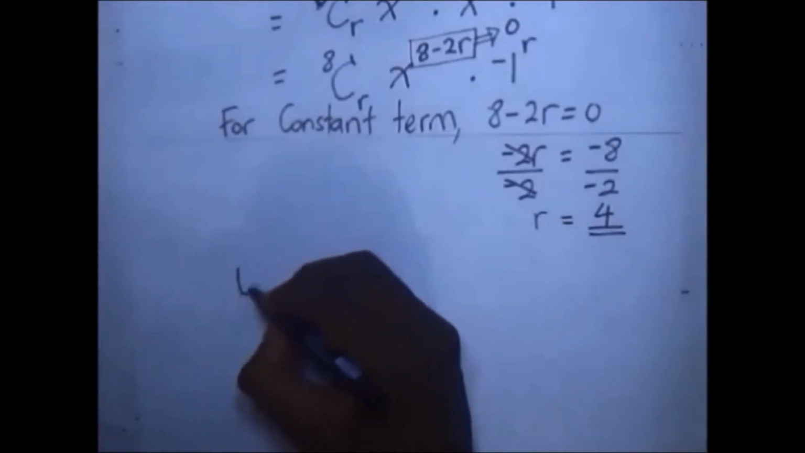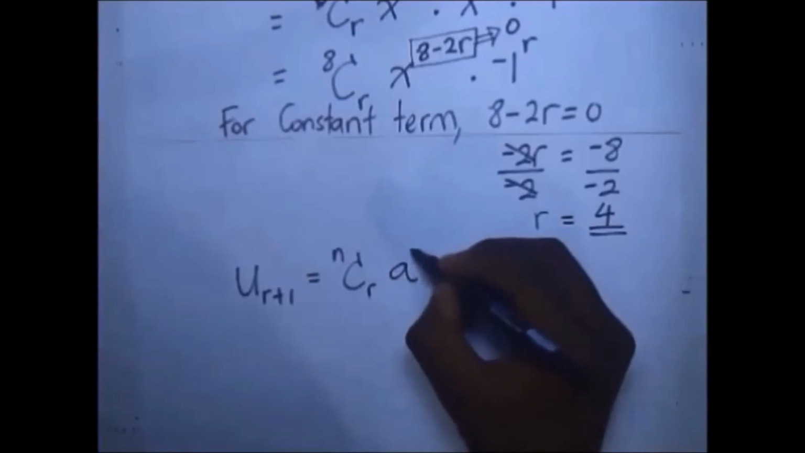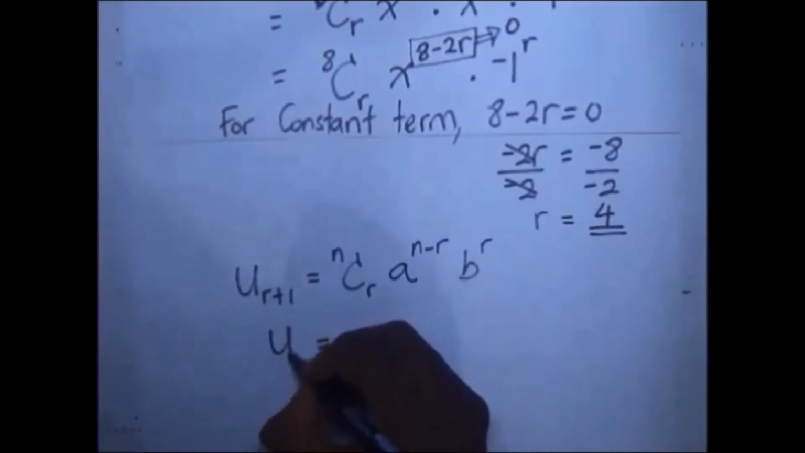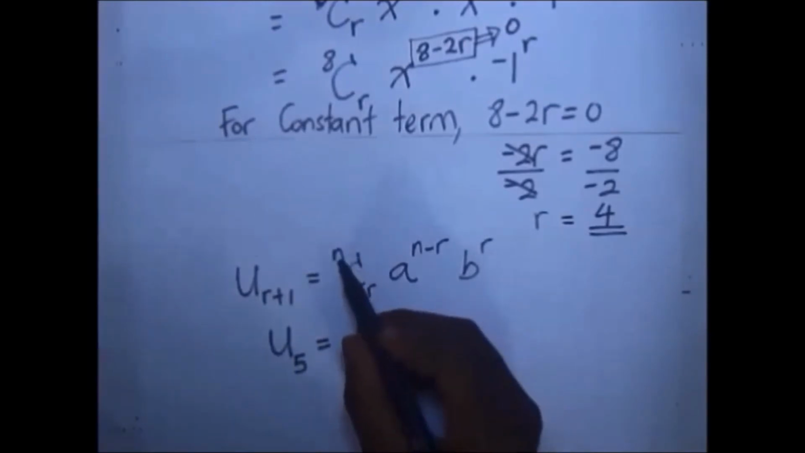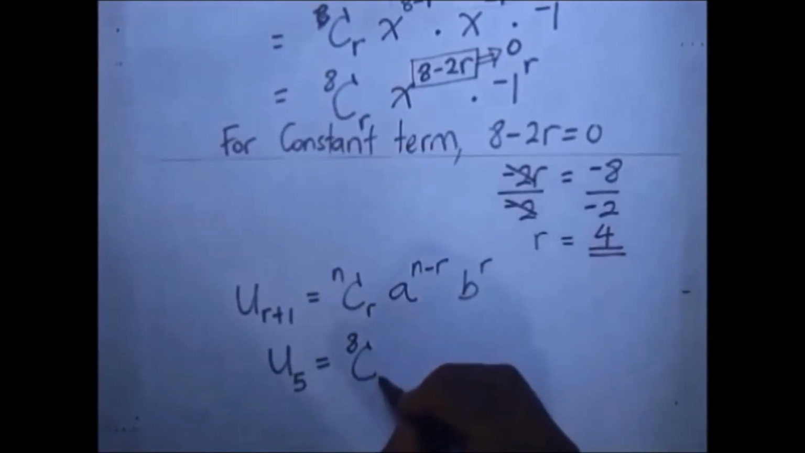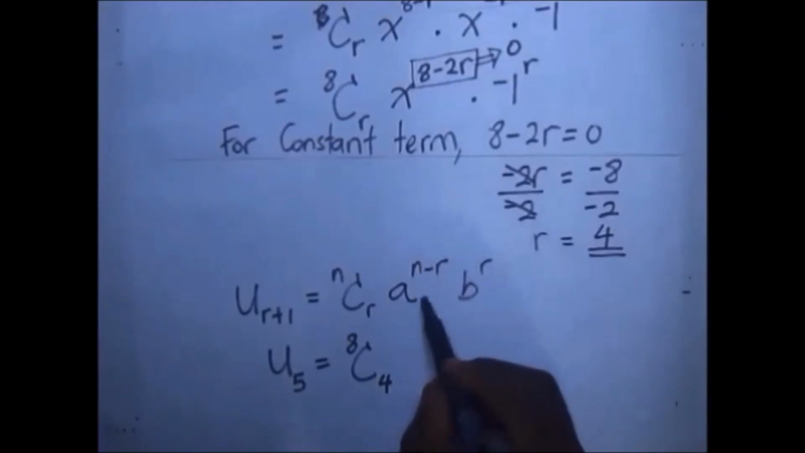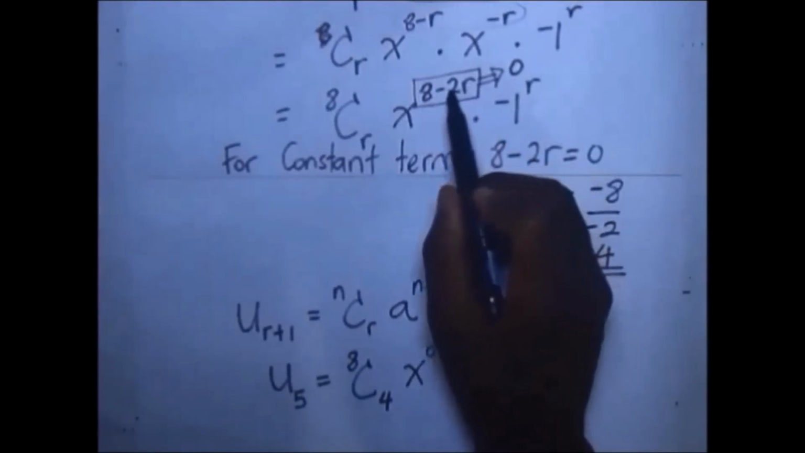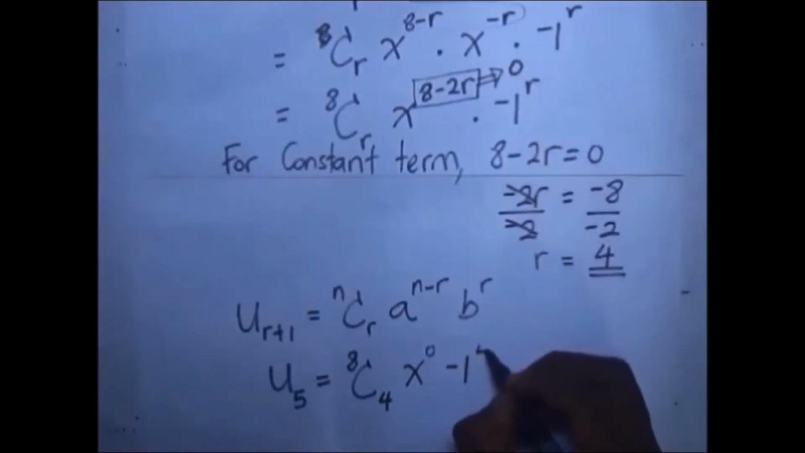Looking at the term, u_{r+1} is going to be equal to n combination r, a to the power n minus r times b to the power r. Here r is 4, so the fifth term is therefore going to be 8 combination 4 times our value of a. Our value of a is x to the power 0, because 4 times 2 is 8, 8 minus 8 is 0, times negative 1 to the power 4.